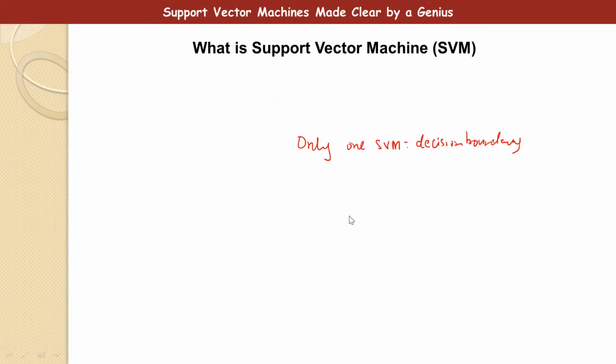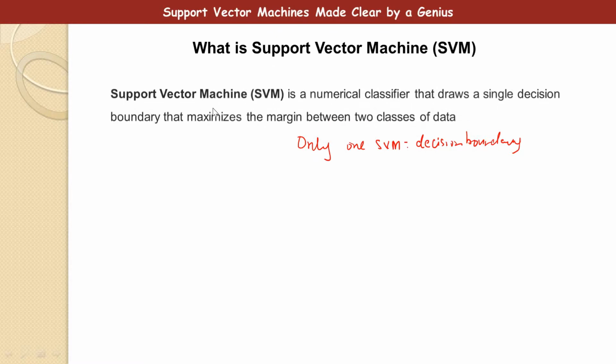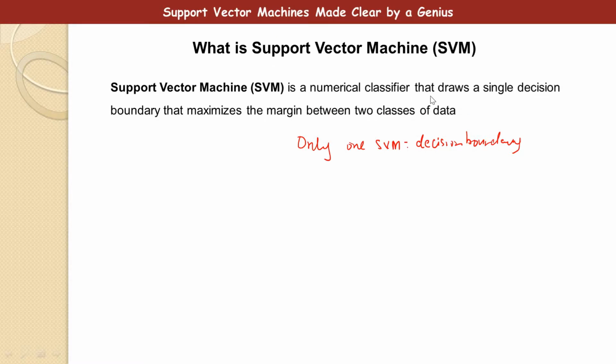So let's just get started immediately. What is support vector machine? Support vector machine is a numerical classifier that draws a single decision boundary that maximizes the margin. So I want you to understand from this definition: first, it is a classifier, numerical, with a single decision boundary. Take note of the margin, which it maximizes, and also that there are two classes of data.